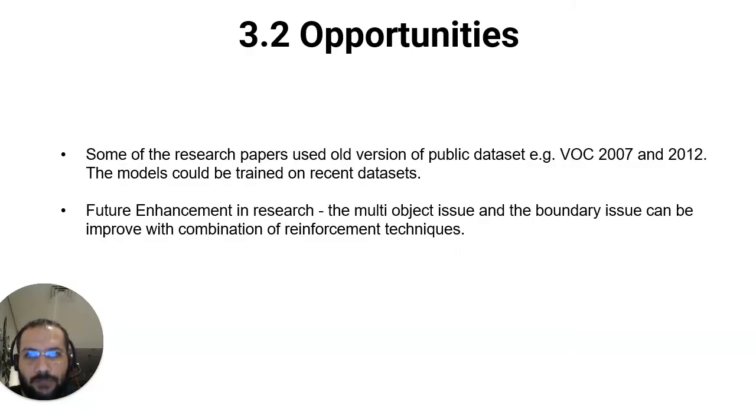Okay, so this section talks about the opportunities. We figured out 2 important opportunities from the research papers. The first one talks about the data sets, where we found that a lot of papers are using old versions of public data sets. An example is VOC 2007 and 2012.